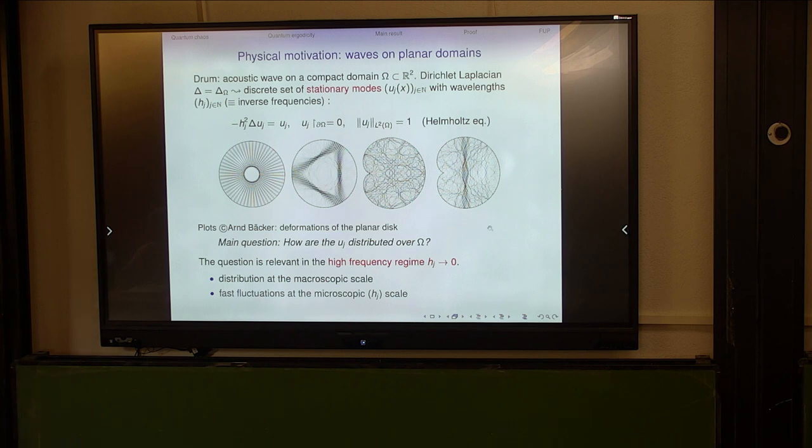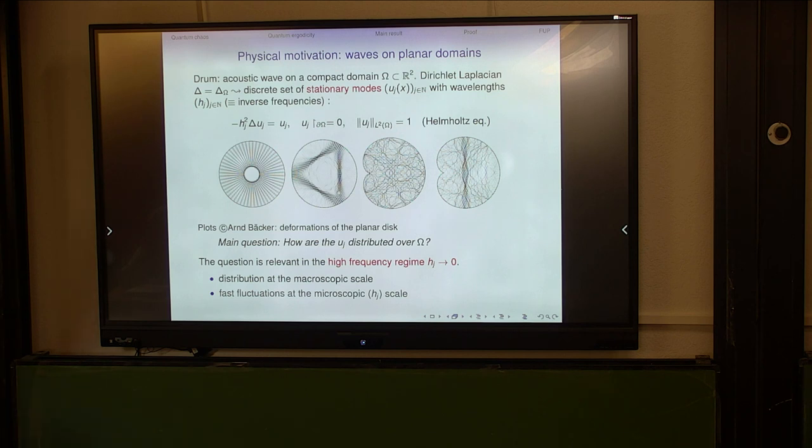So here I show three shapes. This is the unit disk, with separation of variables. And if you perturb the unit disk a bit in a family of shapes, you end up with the Limaçon shape, which has a singularity here. Then one can ask how the eigenmodes look when you perturb the shape. These plots were done by Arnd Bäcker. Quite nice to watch them, and we want to understand what we see on the computer in some sense.